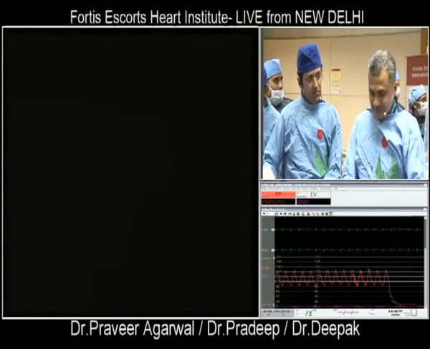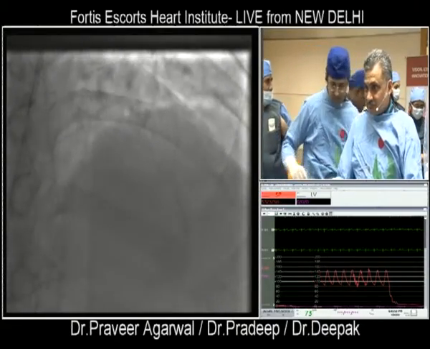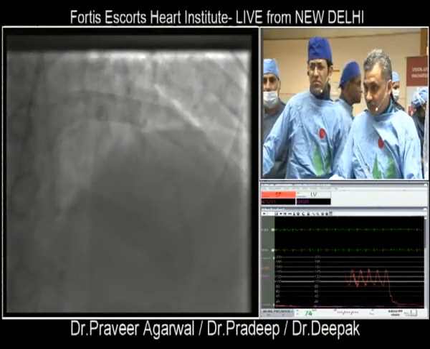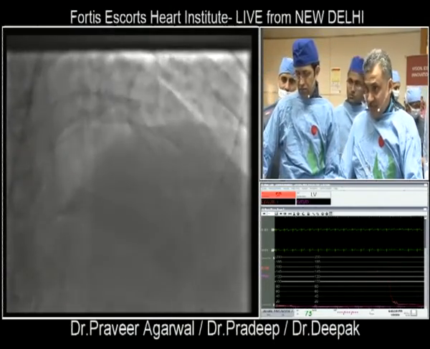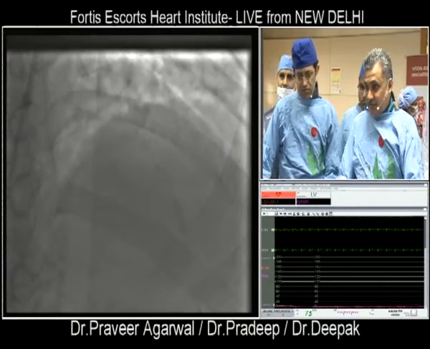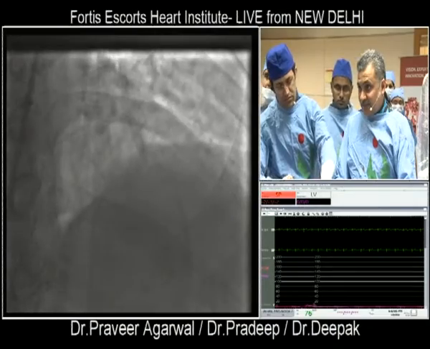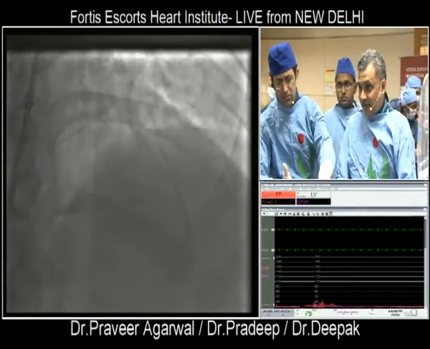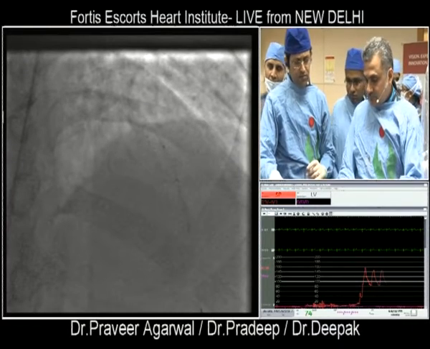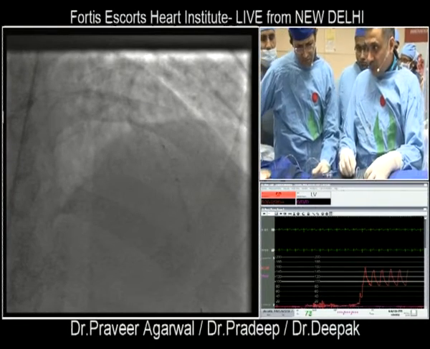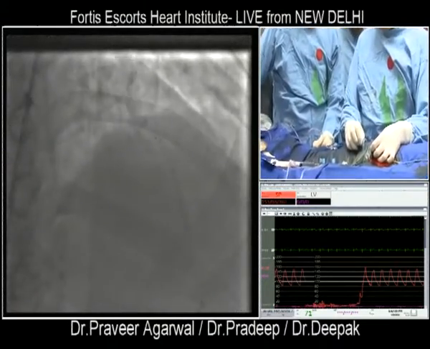Are you planning to put a second wire in the diagonal already, or just before you balloon, so that you have the wire already? You see, I have tried the balloon. I've tried the wire. I've tried a Whisper wire and a Fielder XTR, but unfortunately nothing is crossing. No, but now you have the wire that you want to put in the diagonal. Did you leave it in the LAD, or do you first pre-dilate and then go? Yes, you do stepwise. I'll go after pre-dilating.